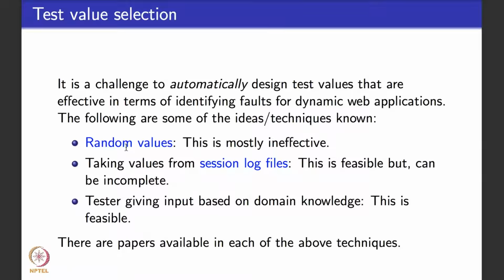One option is to select random test cases and test. This is useful sometimes, but not specifically effective all the time. The other idea is to take values from session log files. I will not be discussing this technique in detail, but I'll point you to a reference material at the end of this lecture where you can get some more information about how to test based on user session data. And the third option is for the tester to give inputs based on domain knowledge.